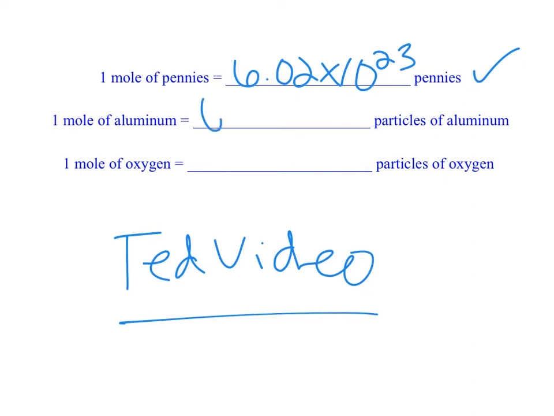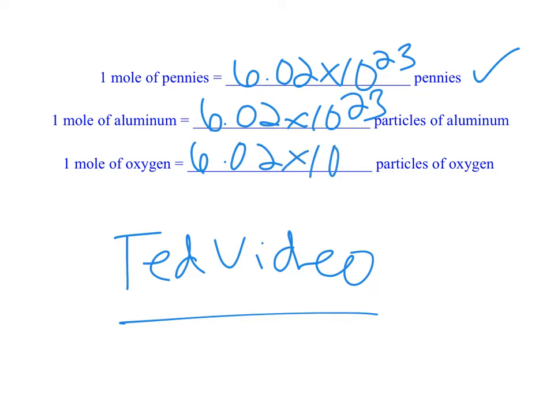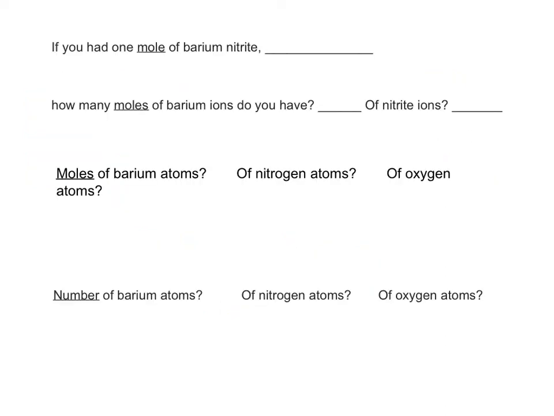If you had a mole of aluminum, you'd have 6.02 times 10 to the 23rd pieces of aluminum. If you had a mole of oxygen, you would have 6.02 times 10 to the 23rd particles of oxygen. So the mole is a consistent number, 6.02 times 10 to the 23rd. All right, so let's see if we can apply this a little bit. If you had 1 mole of barium nitrite, we'd first have to write out our formula.